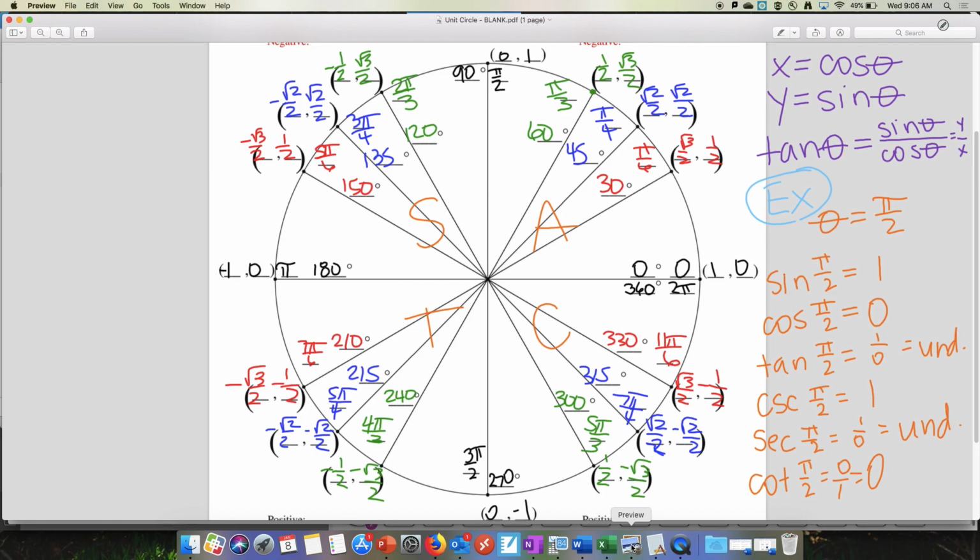You have 3 numbers to remember. Where does radical 3 over 2 go? Where does 1/2 go? And where does radical 2 over 2 go? Please spend time with your unit circles tonight.